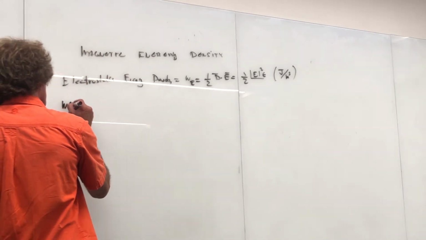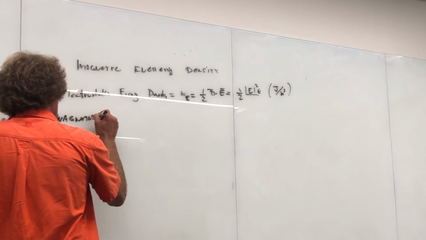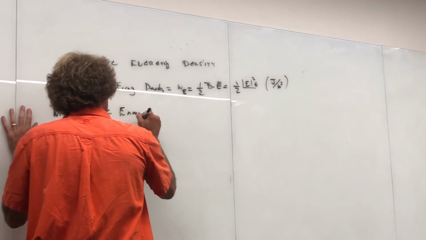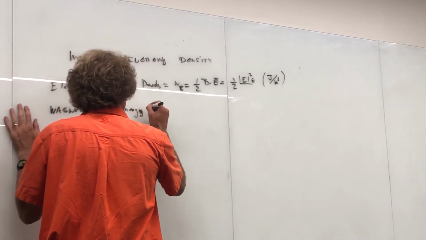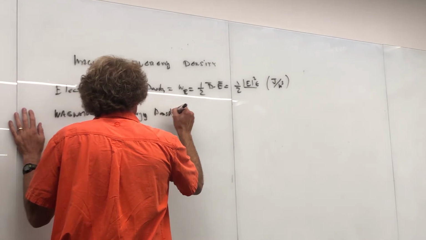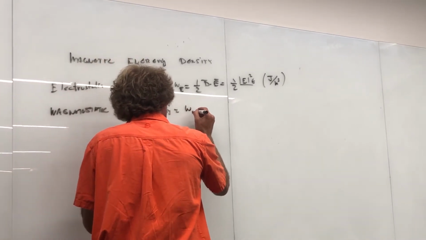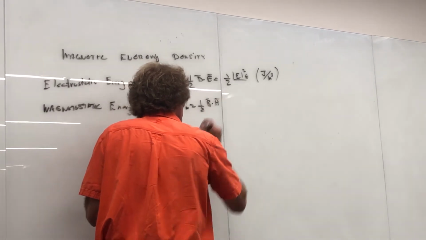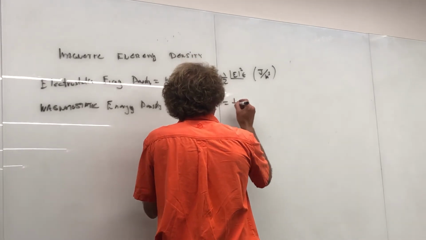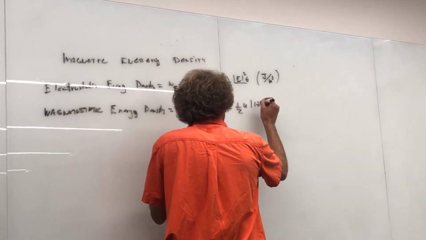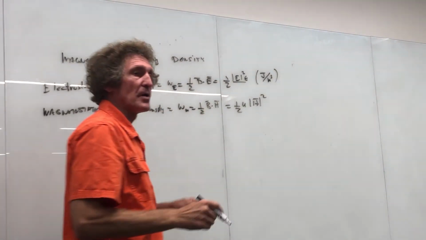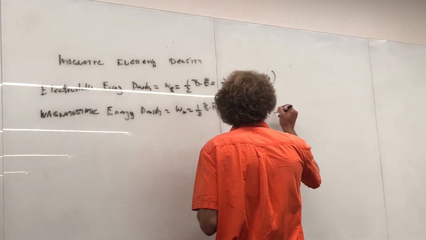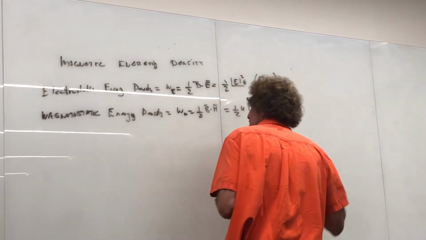For magnetostatic energy density, the symbol is W sub M, and it's 1/2, and it's really B dot H. And that comes down to 1/2 times mu times the magnitude of H squared, because B is mu H. Follow me? Now those are energy densities, so this is joules per meter cubed.